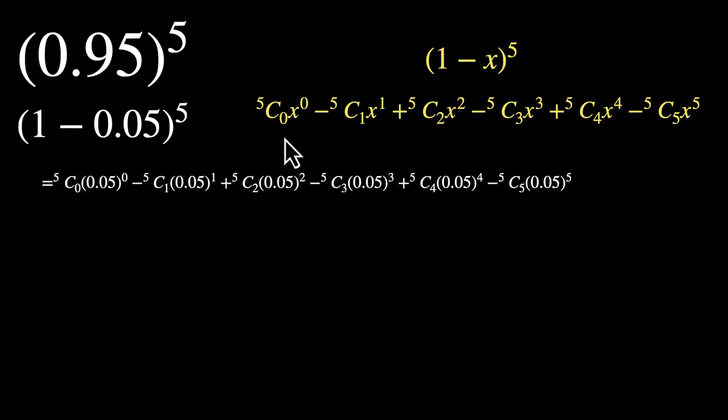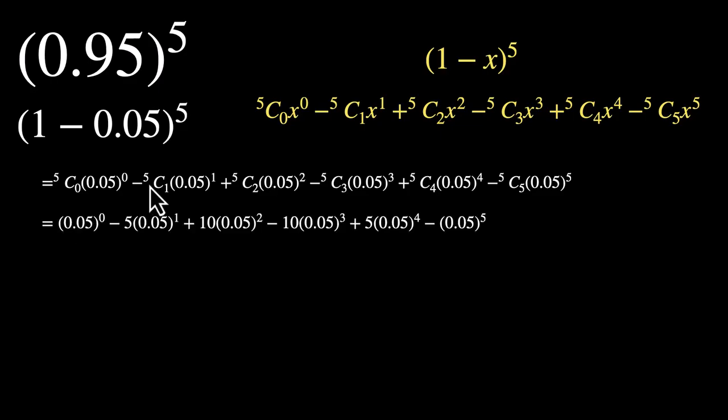So if we replace x with 0.05, we get 5c0 0.05 to the power 0 minus 5c1 0.05 to the power 1 and so on. So what are these terms? Let's figure them out. 5c0 is 1, 5c1 is 5, 5c2 is 10, 5c3 is also 10, 5c4 is 5 and 5c5 is 1. So now we have these 6 terms. The coefficients are 1, minus 5, 10, minus 10, 5 and minus 1. And the powers are 0.05 to the power 0, 1, 2, 3, 4 and 5.